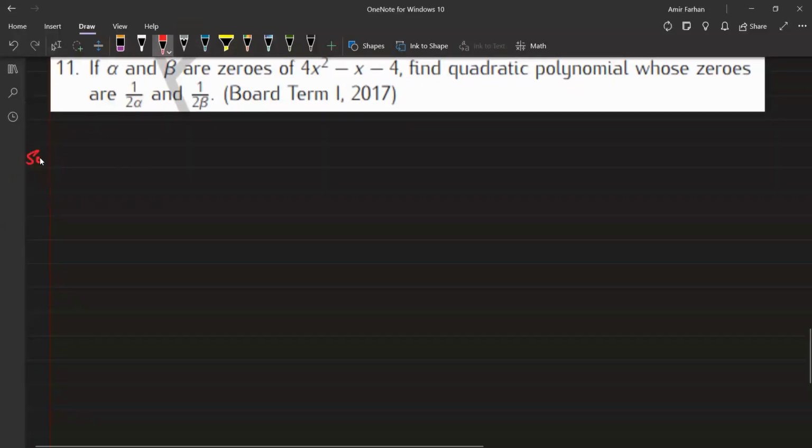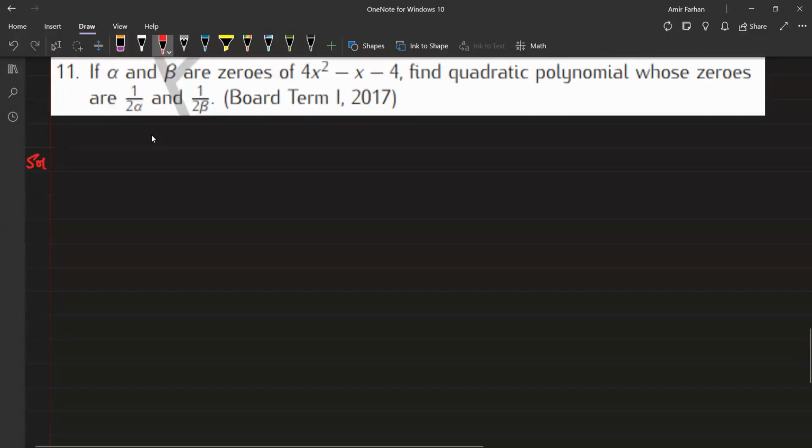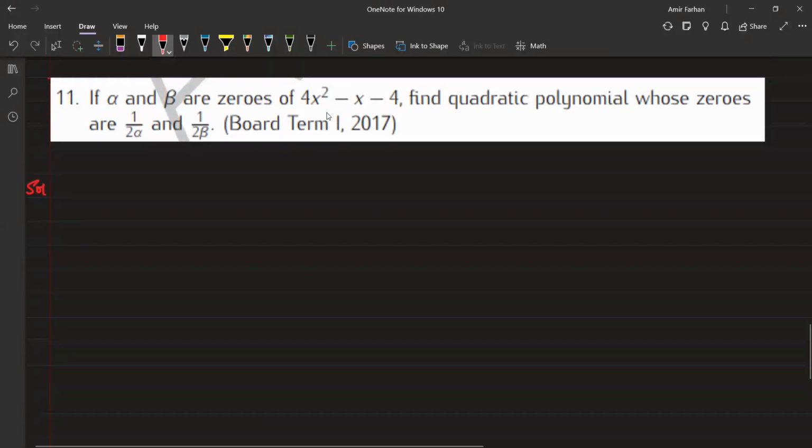So this is the solution. See this thing: alpha and beta are zeros of this polynomial. So it means we have to find a quadratic polynomial whose zeros are given as following.